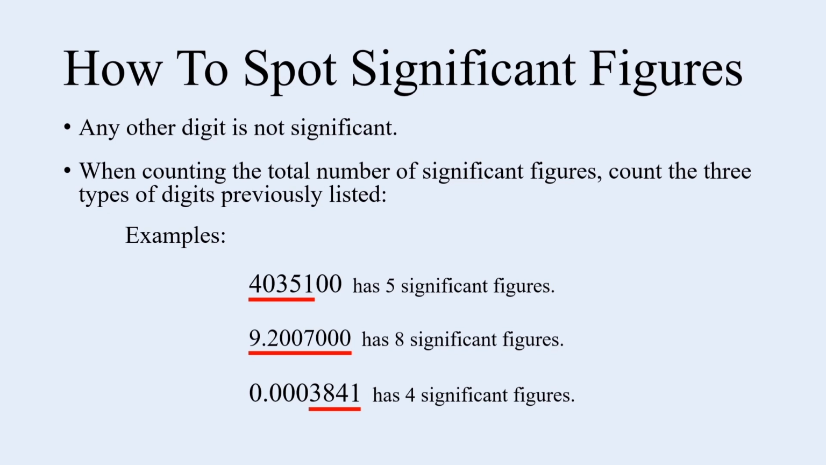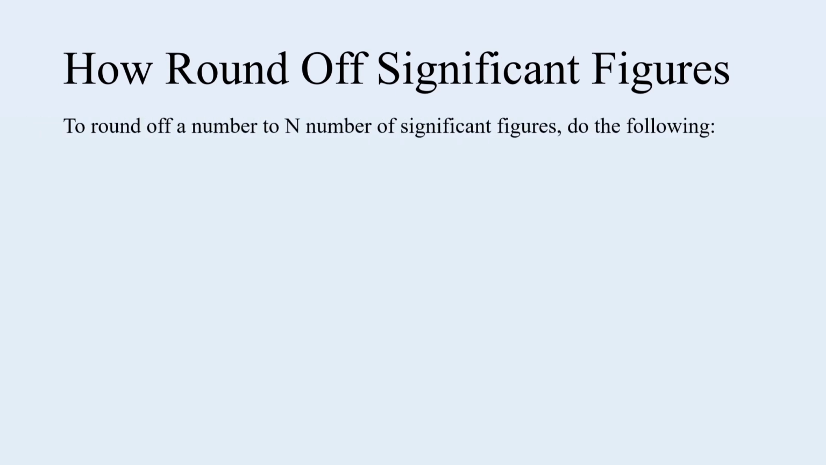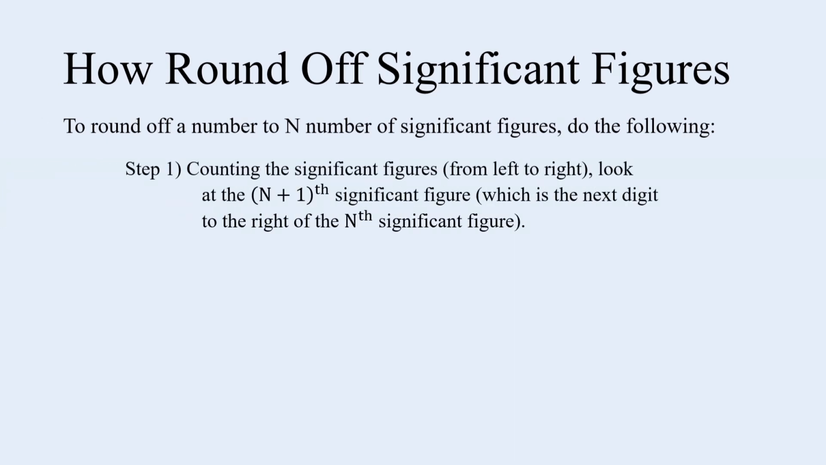Now that we can identify significant figures, let me teach you how to round off significant figures of a number. Rounding off significant figures is really the same process as rounding off decimal places or to the nearest thousands, or to the nearest hundred, etc. So, to round off a number to n number of significant figures, complete the following steps. Step 1. By counting the significant figures from left to right of the number, look at the n plus 1th significant figure, which is the next digit to the right of the nth significant figure.